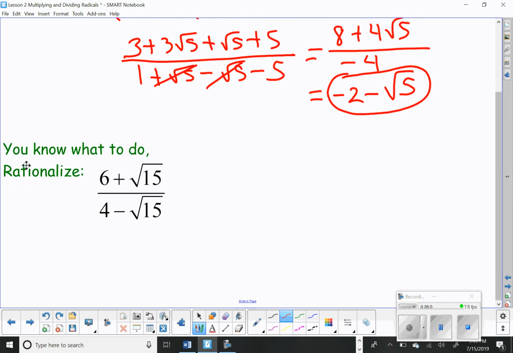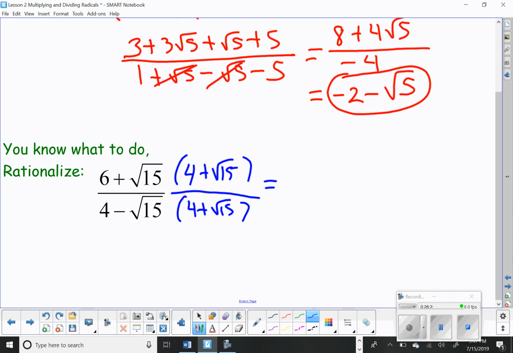Okay, you know what to do. Simplify this using a conjugate. You back? Okay, first, what's the conjugate? Did you say 4 plus root 15? Yes, you got it. 4 plus root 15.